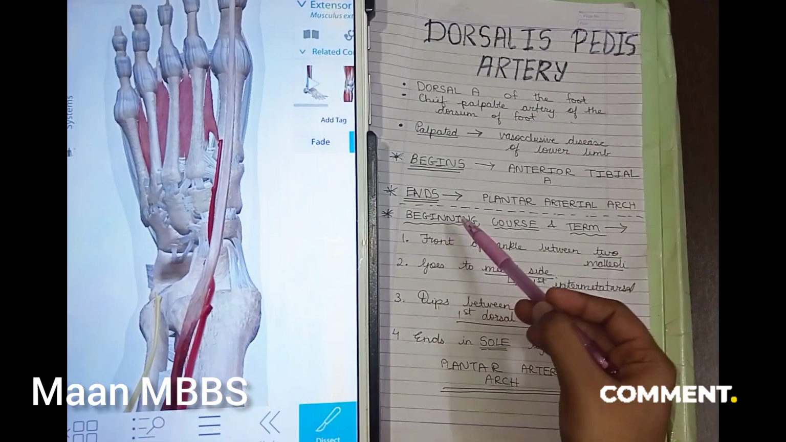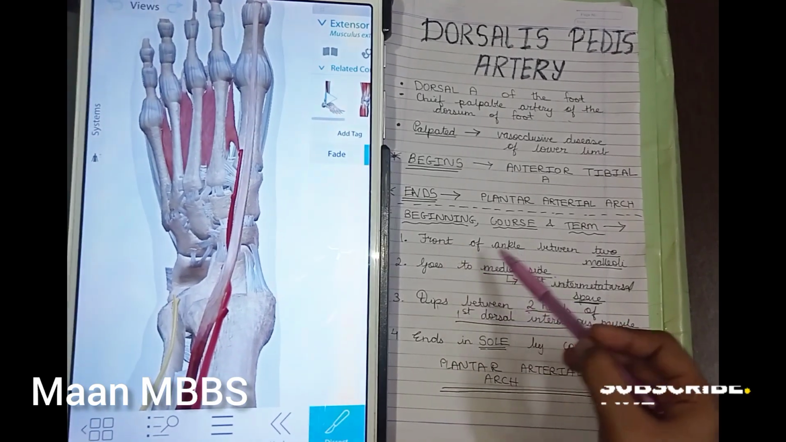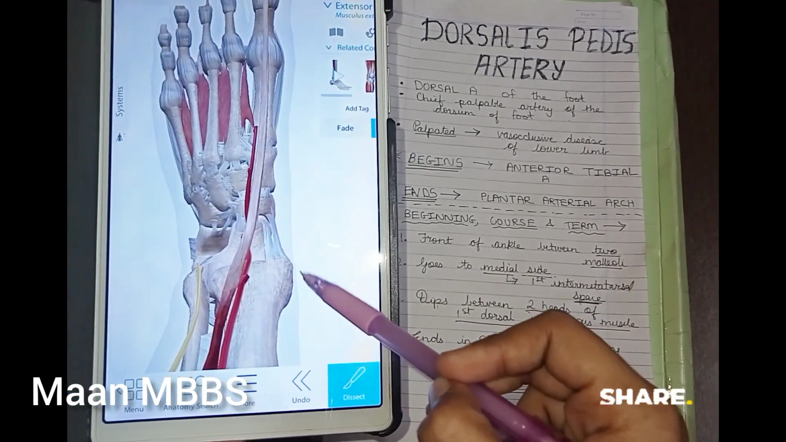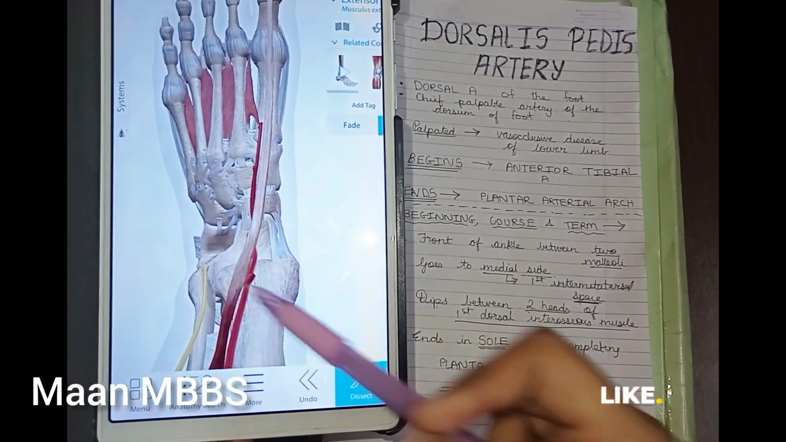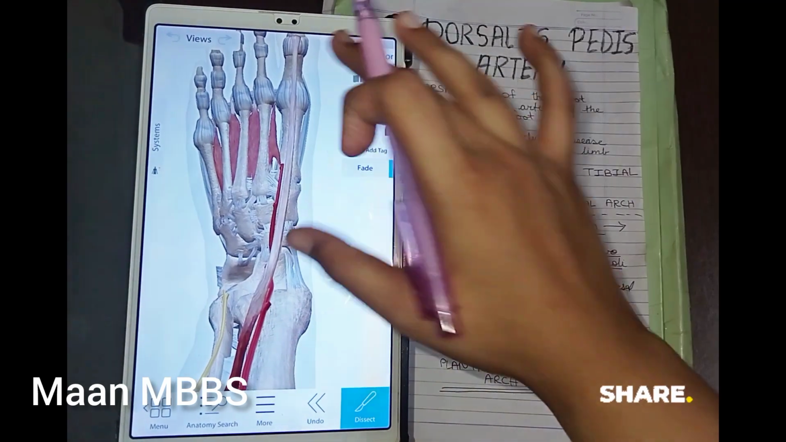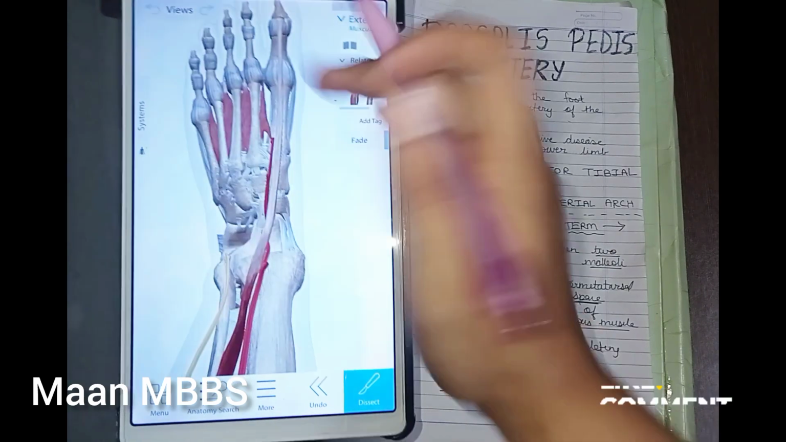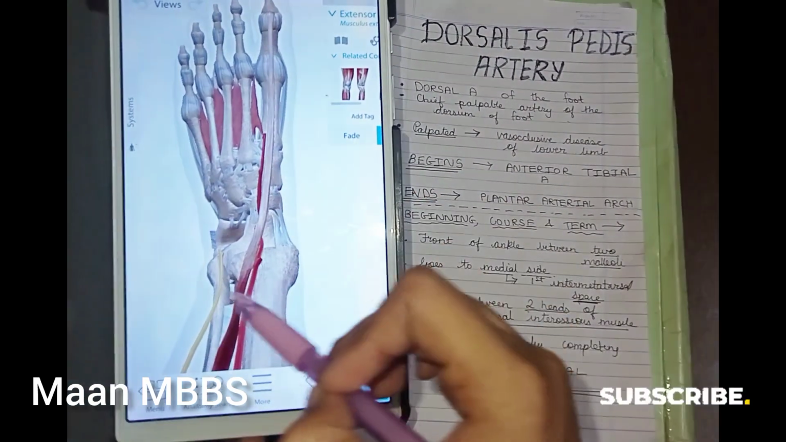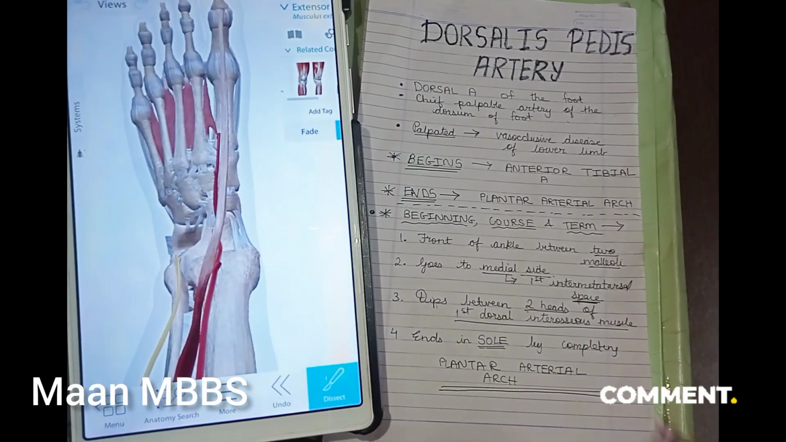Now we will talk about beginning, course and termination. It begins in front of the ankle between the two malleoli. So these both structures are considered to be the malleoli. So this is the anterior tibial artery, then the Dorsalis Pedis Artery, and it begins where? In front of the two malleoli.